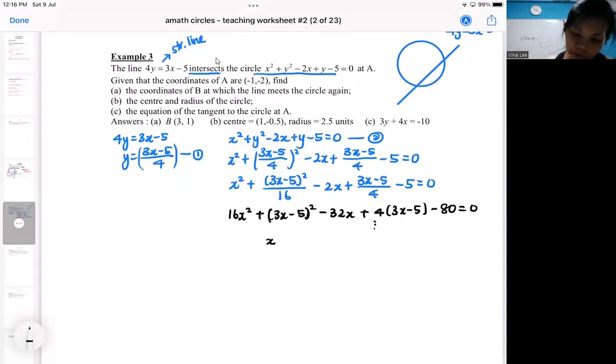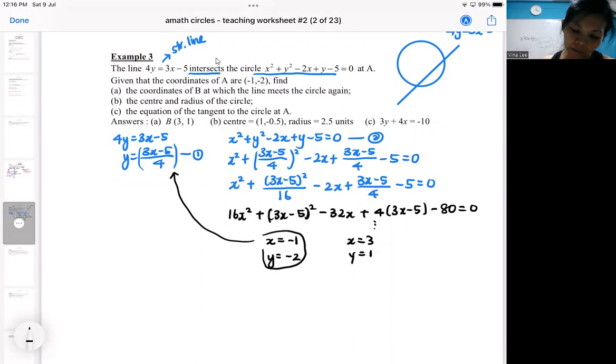So you should be able to get 2x. So one of them should be a -1. So I don't know about the other one. Okay, so according to the answer, the other one should be a 3. And you should be able to put it back here to get -2 to get a 1. So this is like the coordinates of A and B. So it'll be something like this.